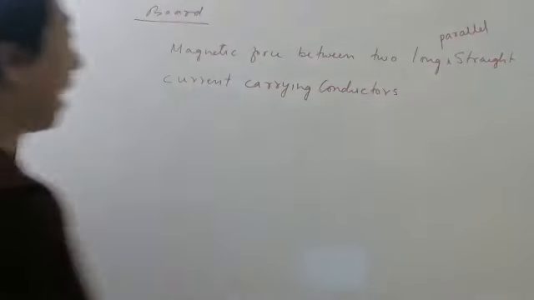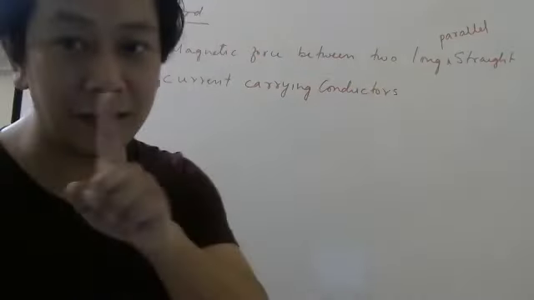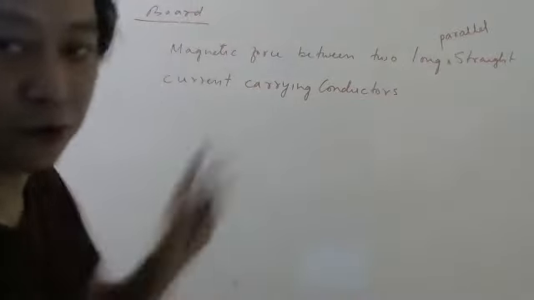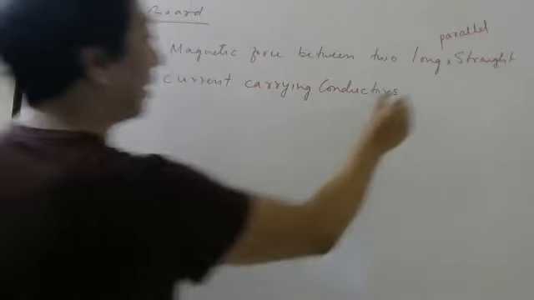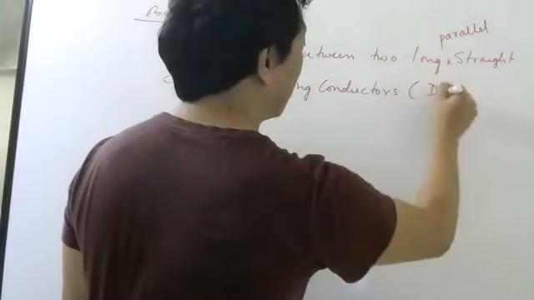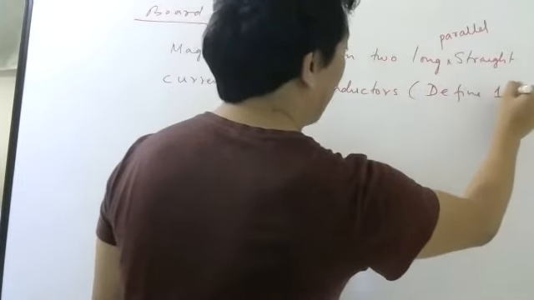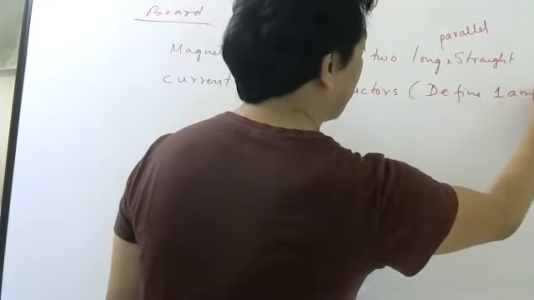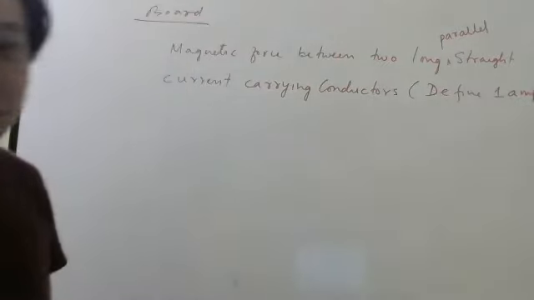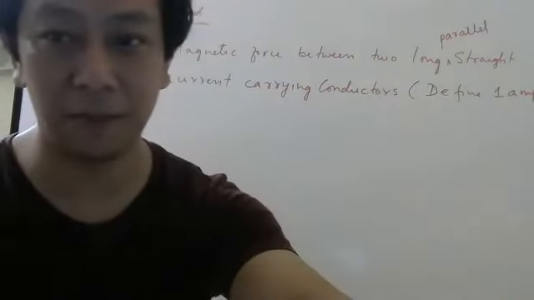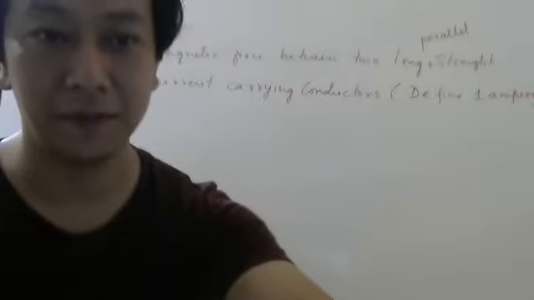Okay. And with this question, they will always attach one more question, a 1 mark question, so it will be 4 plus 1. And then they will ask, define 1 ampere. So electronics people, be careful. This is how you define 1 ampere. Today I will explain. Okay.